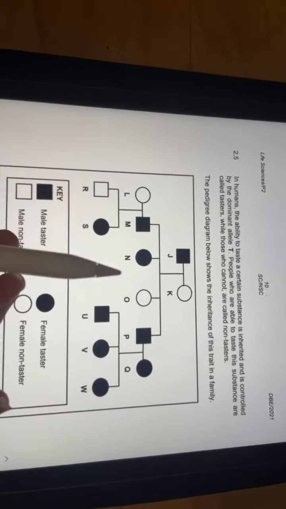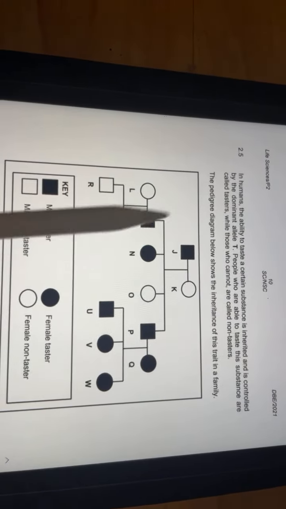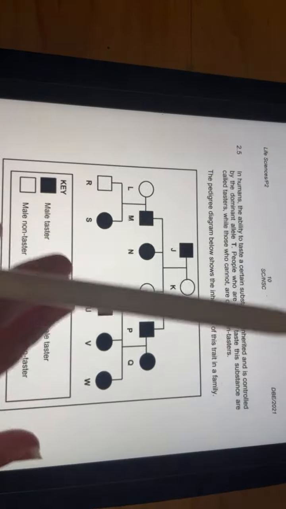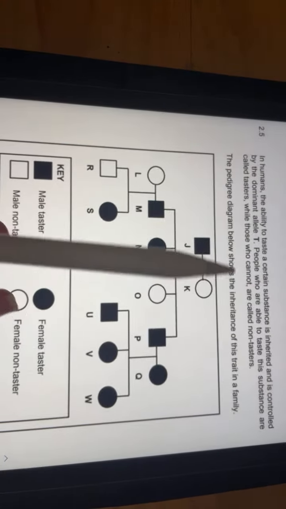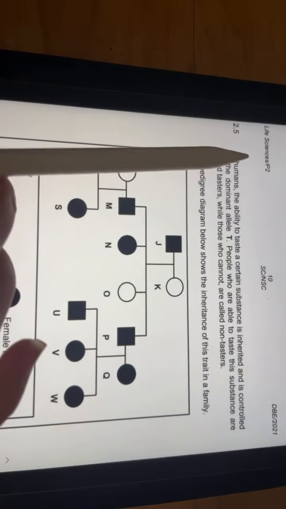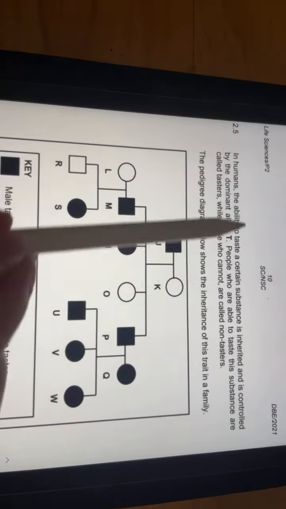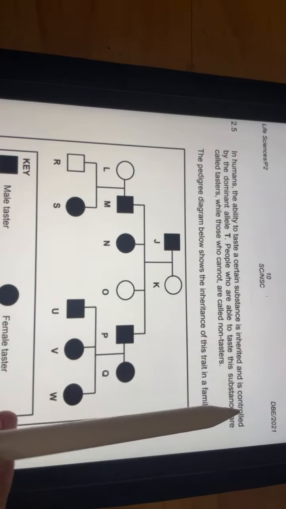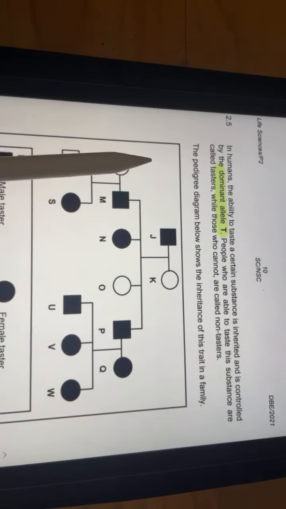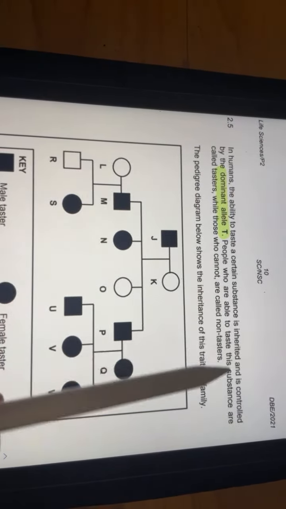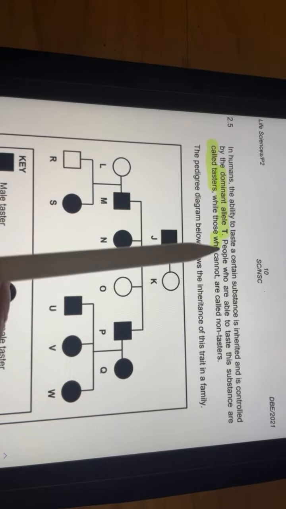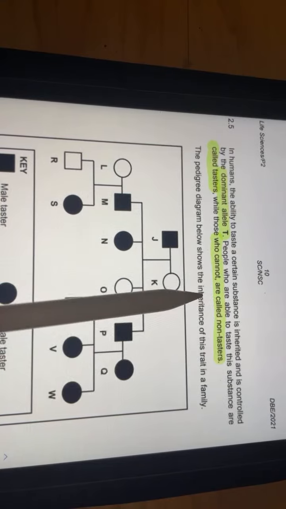Okay, as I said to you, let's do this little question over here about pedigree diagrams. This is a very common kind of question, so you should be able to solve one of these in any exam. It says, in humans, the ability to taste a certain substance is inherited and it's controlled by a dominant allele, and we're going to use the letter T. People who are able to taste this substance are called tasters. Those who cannot are called non-tasters, right?